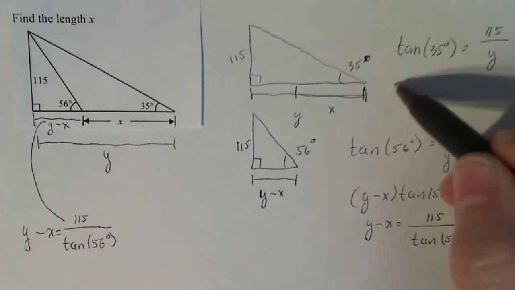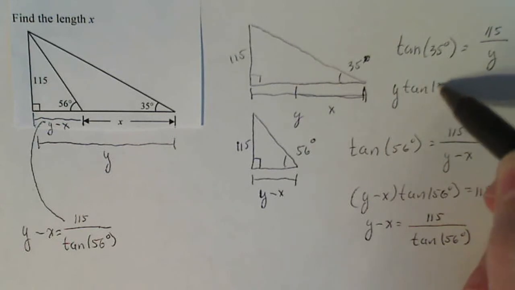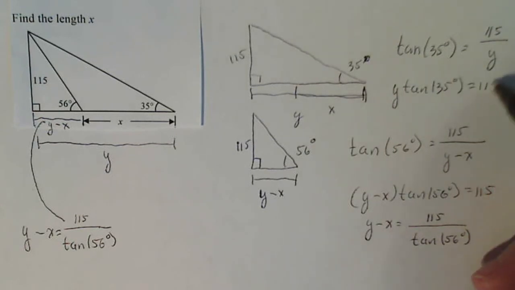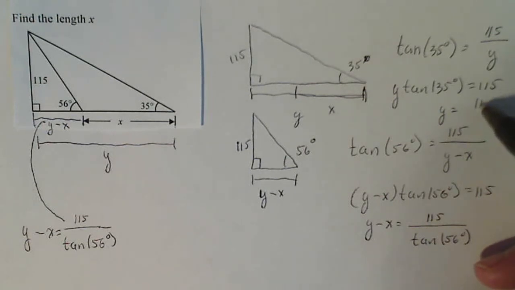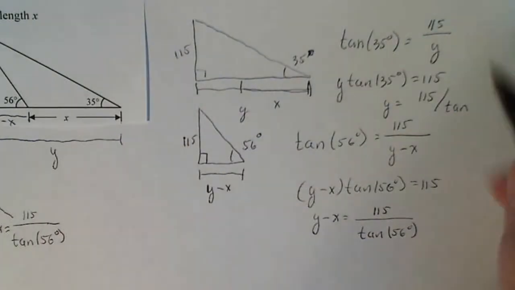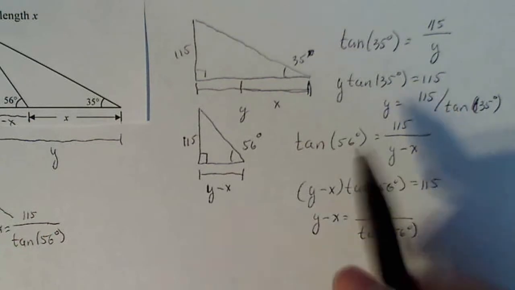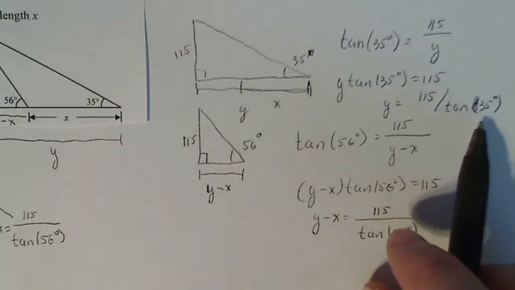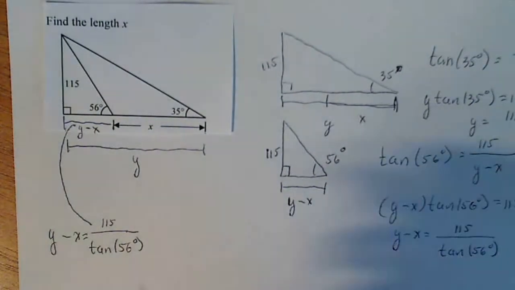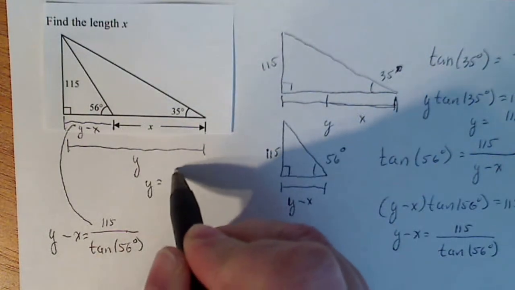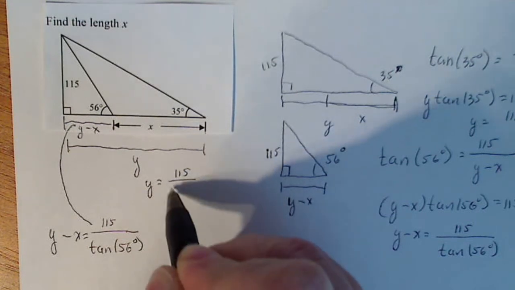Again, multiply both sides by y, and then divide by tangent of 35 degrees. Sorry, running out of room there. So I know that y is 115 divided by tangent of 35 degrees. I'll go back over to my picture and write that in here. y is equal to 115 divided by the tangent of 35 degrees.